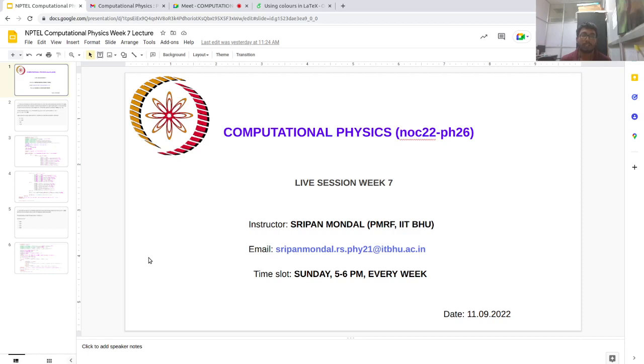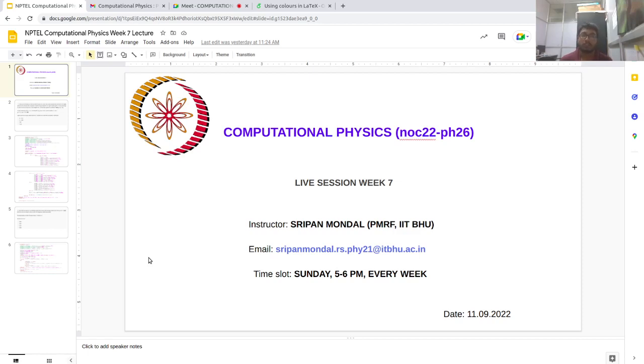This is the seventh class, and in the last class we studied solving differential equations using Euler, modified Euler, improved Euler as well as RK4 methods, and we saw how the accuracy and precision depend on the step size we take for the independent variable, and how it changes from method to method.